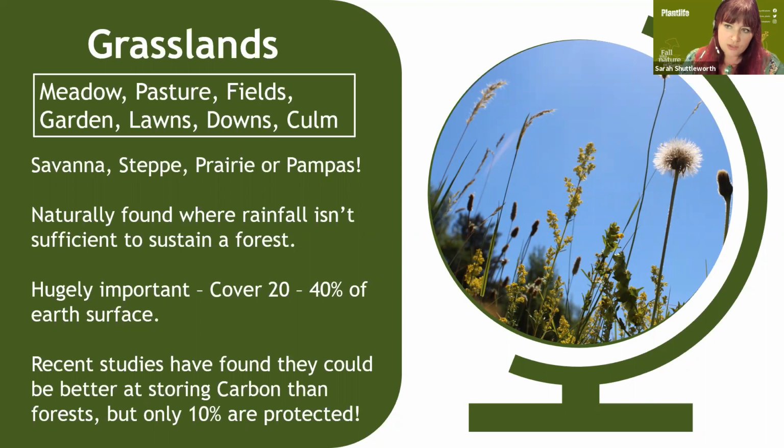If we think about grasslands again in particular, they can actually be so important when it comes to storing carbon. And actual recent studies have found that they could be better, in fact, than forests at storing carbon. So it's really important that we protect them. And across the globe, it covers 20 to 40% of the Earth's surface. Maybe that's not necessarily everyone's pastures and meadows, but savannas, steppe, prairie, or even pampas. So we're going to cover grasslands in a couple of the habitat types, but it is worth remembering just how important they are.